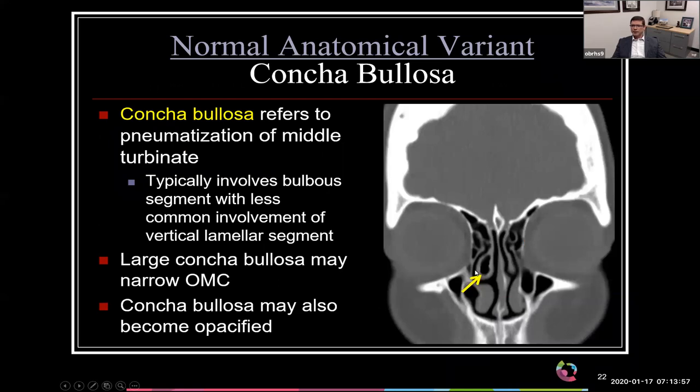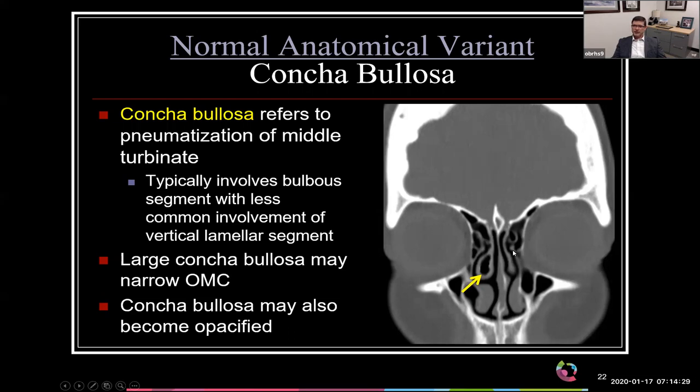Similarly, a concha bullosa can expand the middle turbinate to the point where you could have middle meatus narrowing. So a concha bullosa refers to when you have pneumatization of the middle turbinate. Most often it involves the bulbous segment, as we see here, and less commonly you have extension into the vertical lamellar segment. So again, just like paradoxical rotation, occasionally you can have some narrowing of the middle meatus, lateral deviation of the uncinate process, and narrowing of the infundibulum. But most often it's going to be an incidental finding.